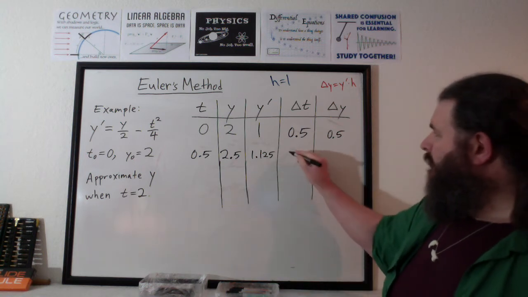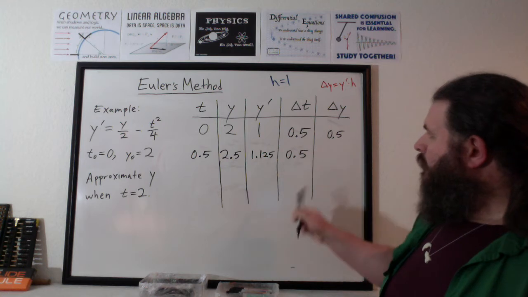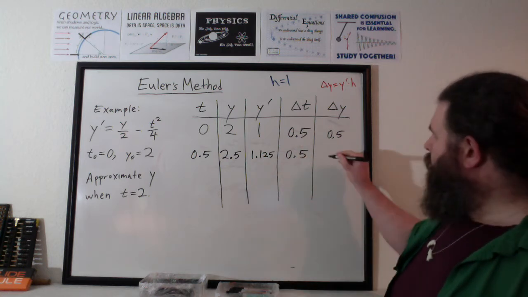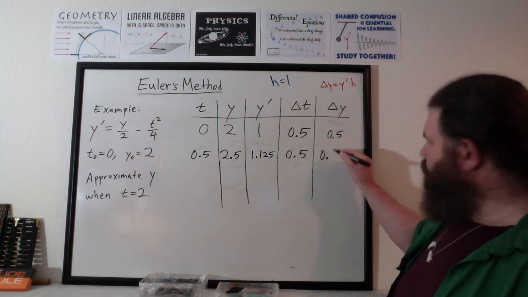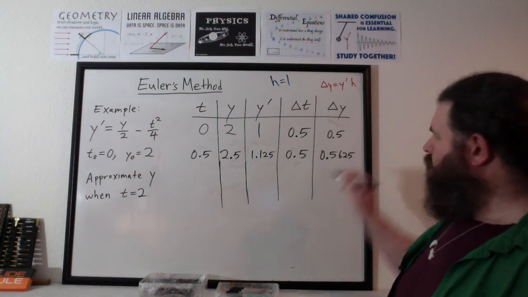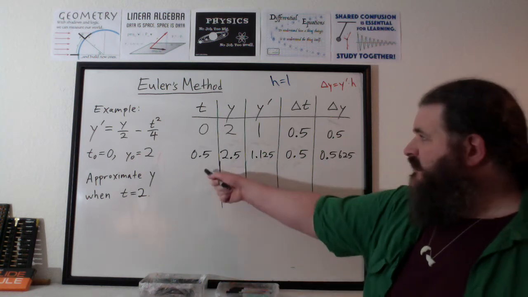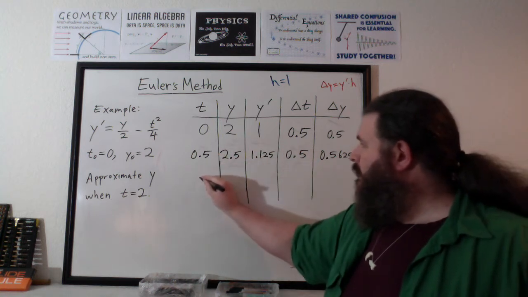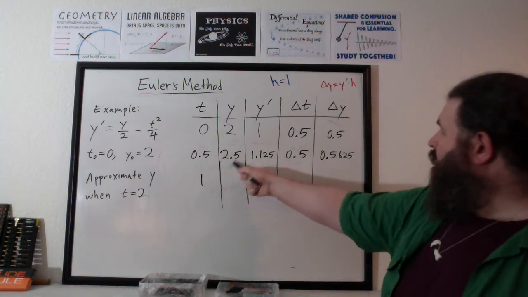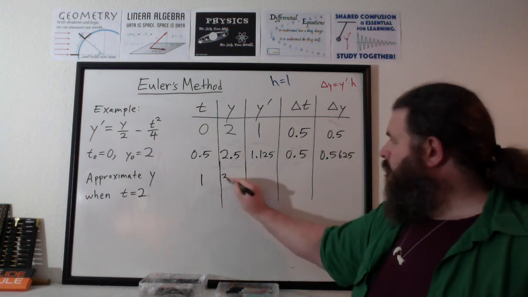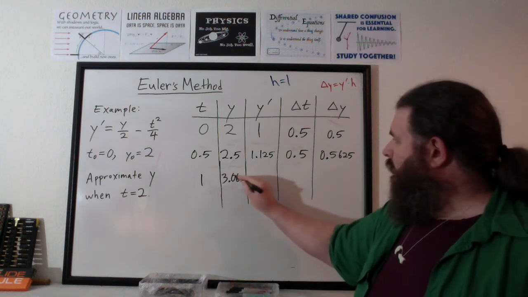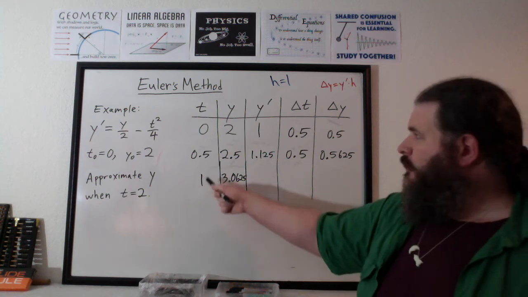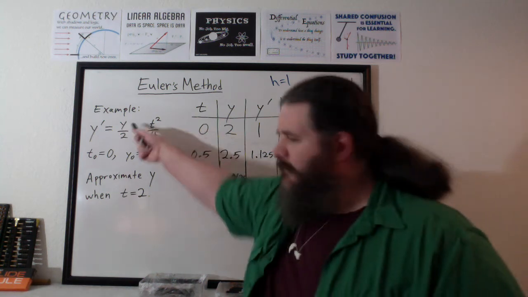We're still using 0.5 for our h step, our delta t. Once again, multiply y prime times delta t, and we get our delta y. Once again, to get the next t and y values, we just take t and add delta t. 0.5 plus 0.5 is 1. Take our y value, add our delta y value, 3.0625. And then recalculate from there. Use 1 for t, 3.0625 for y.